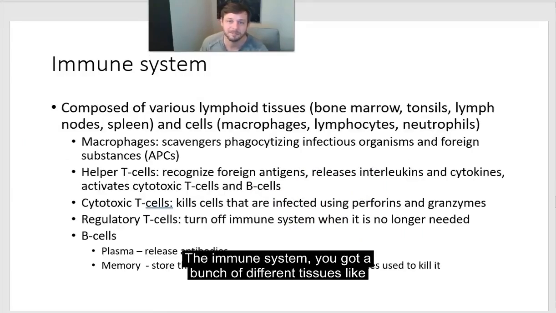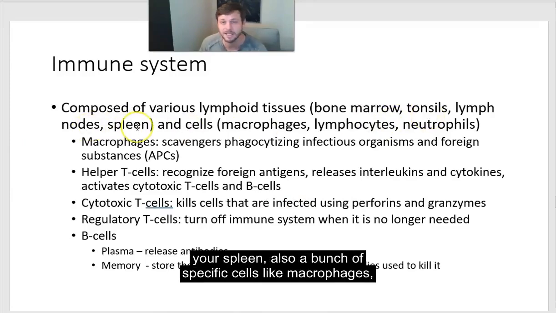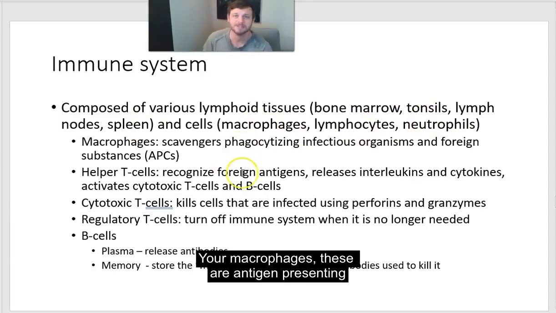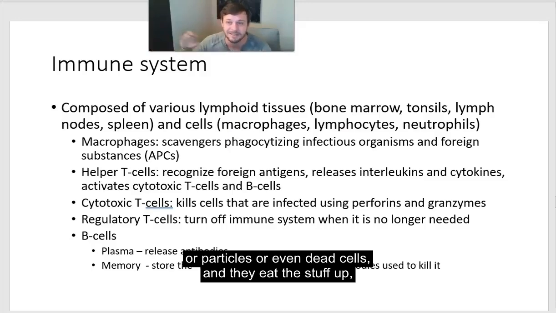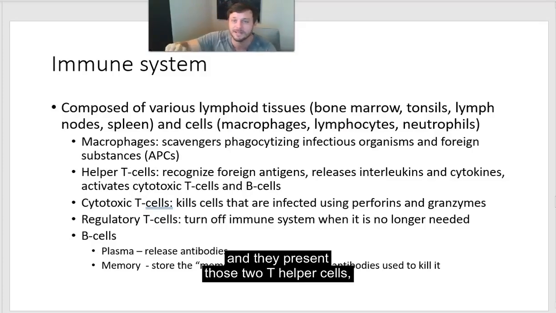The immune system has a bunch of different tissues like bone marrow, your tonsils, your lymph nodes, your spleen. Also a bunch of specific cells like macrophages, lymphocytes, neutrophils. Your macrophages are antigen-presenting cells, or APCs. They go around eating up any foreign matter or particles or even dead cells, and they find antigens, and then they go and present those to T helper cells.